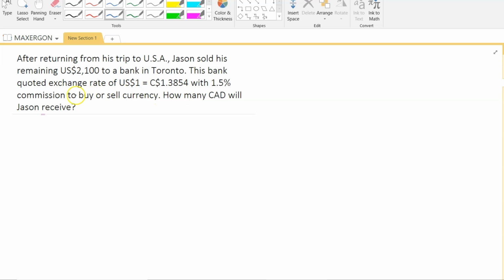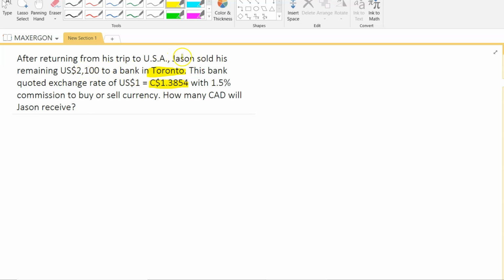How many Canadian dollars will Jason receive? What we need first to note here is that the bank is in Toronto, which makes Canadian dollars a local currency. Therefore, we see that this part of the exchange rate is the domestic part of the exchange rate, and also this defines the bank's buy rate.